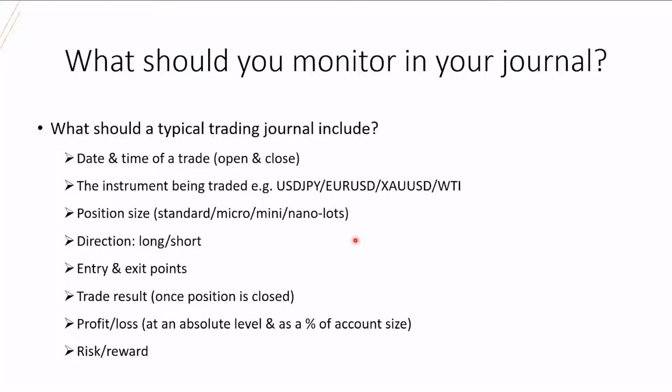Okay. The next item that you would have to include would be position size. Now, what is position size? This is the type of contract that you are trading. It could be the standard contract, the micro, the mini, or the nano lots, depending on your preference.